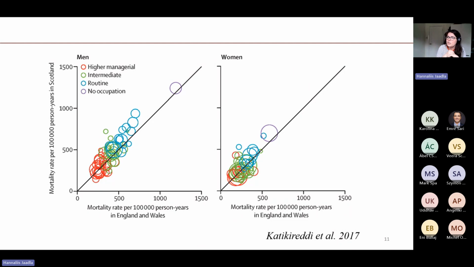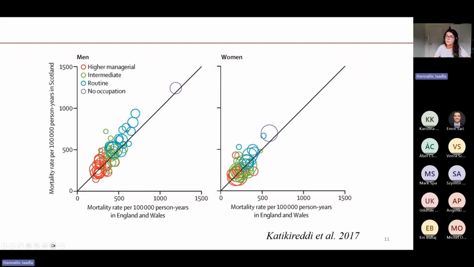So this is one of the absolute measures, and what it's showing is that the patterns for men and women are slightly different. First of all, the diagonal line means that if all these dots followed the diagonal line, the mortality rates for these different groups in England, Wales, and Scotland would be the same. But it doesn't, especially for men, where we see that Scottish mortality rates are consistently slightly higher for all occupational groups.